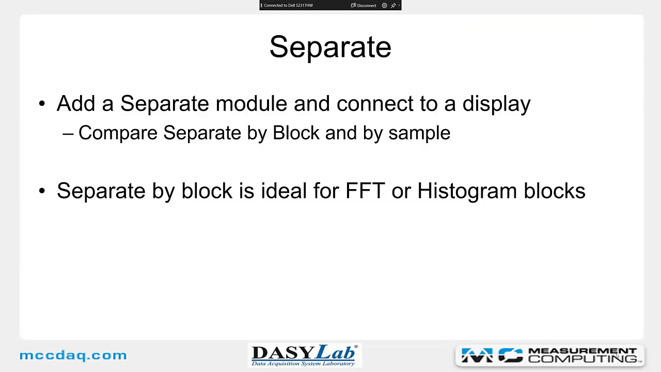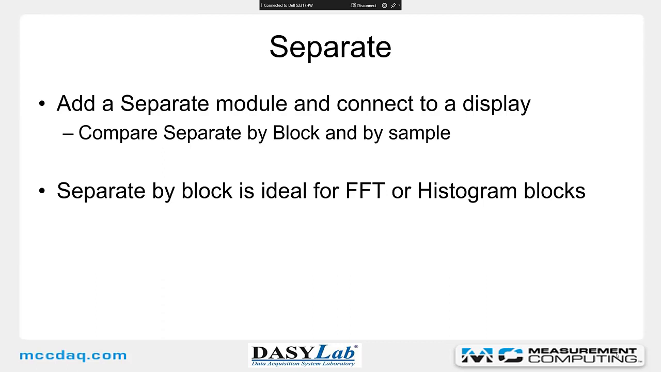The separate module allows you to reduce data without distorting the data. When you average data, you are doing a computation on it, and the outgoing data point doesn't look the same as the incoming data points. With the separate module, we don't touch the value. All we do is reduce the total number of values.